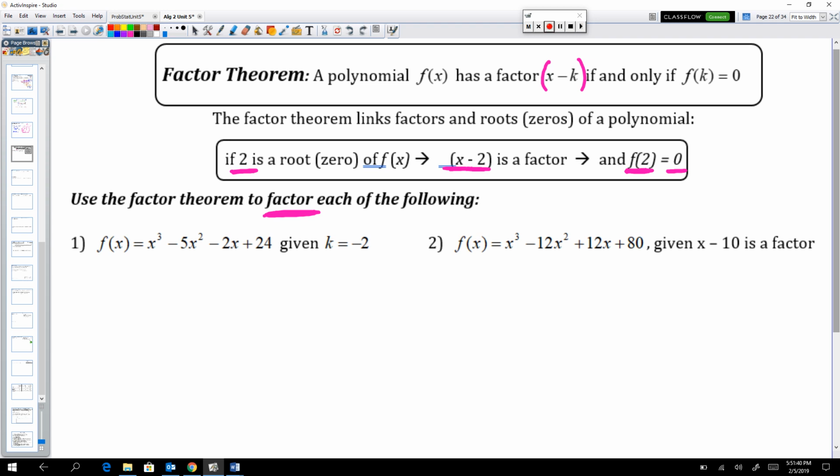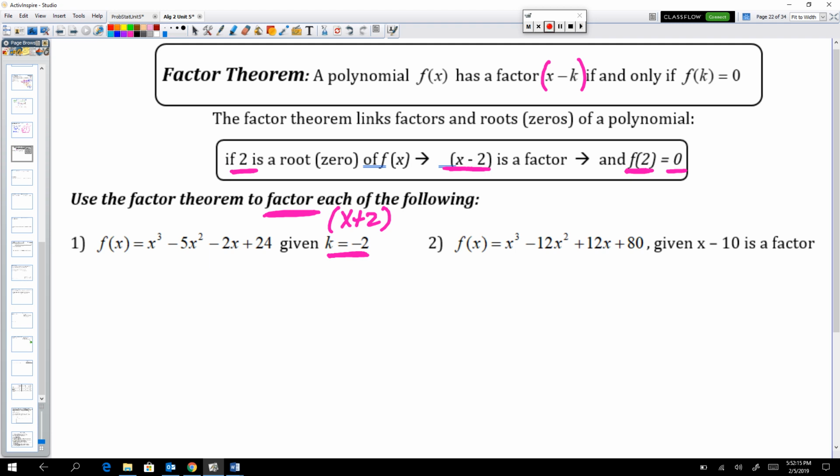We are told that we need to factor this cubic function in number 1 here, and we're told that k equals negative 2. What they're saying here is, hey, I know that this has a root at negative 2. That's my gift to you. I've already determined that this function has a root at negative 2. You can also deduce that it has a factor at x plus 2, right? So by declaring there's a root, k, at negative 2, you can think to yourself, oh, that means I have a factor of x plus 2.